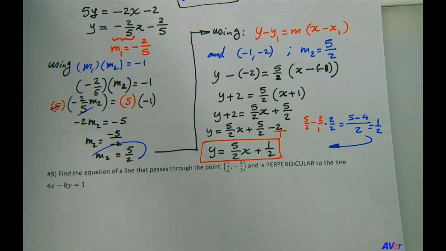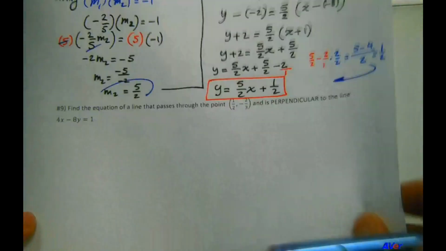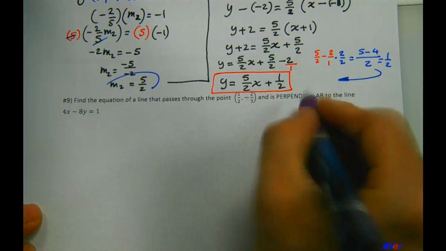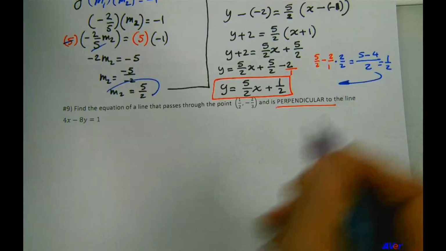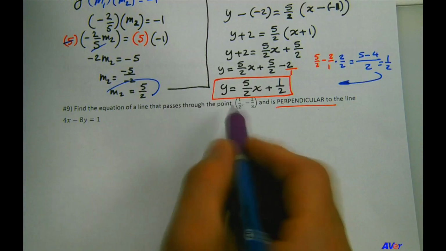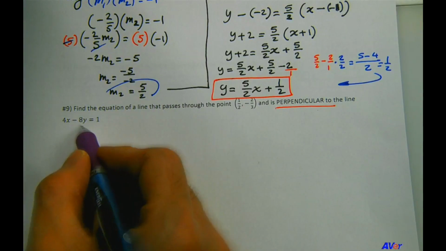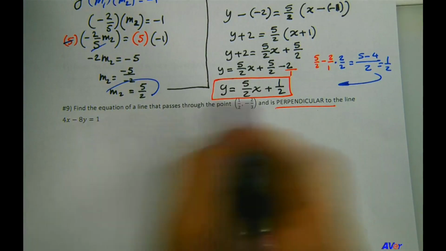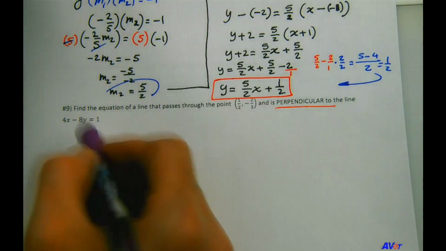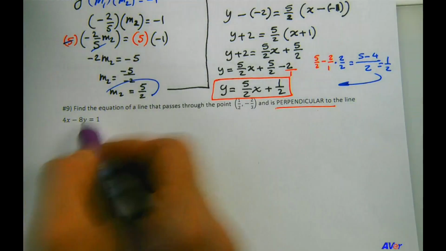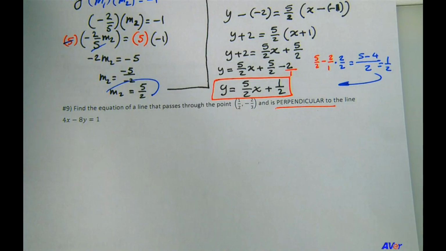So here's another question, number 9. Again, we're looking for a perpendicular line that passes through this point. And here's the line that the line we're looking for must be perpendicular to. So please pause the video, write down your own solution, and then unpause the video and look at my solution.